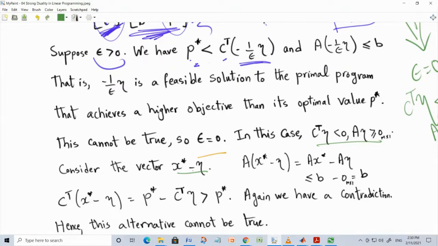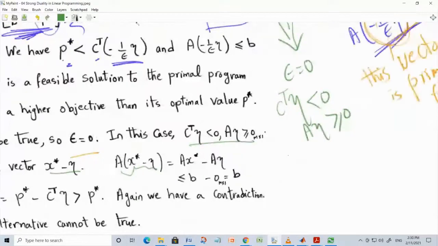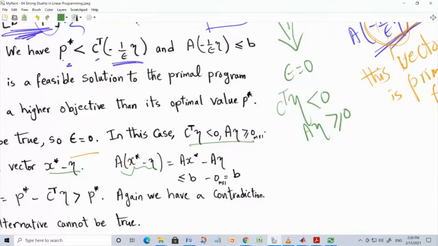X star is a vector x that maximizes the objective, and the maximum value of the objective function is b star. Now consider x star minus eta. Let's examine A times x star minus eta. A(x star minus eta) is A x star minus A eta. Now, A eta is greater than or equal to 0, element-wise. So this means that minus A eta is less than or equal to 0, element-wise.